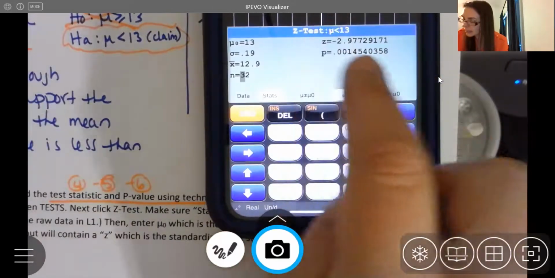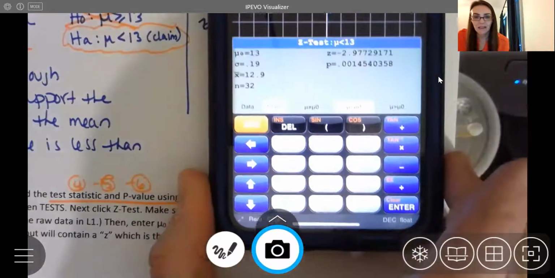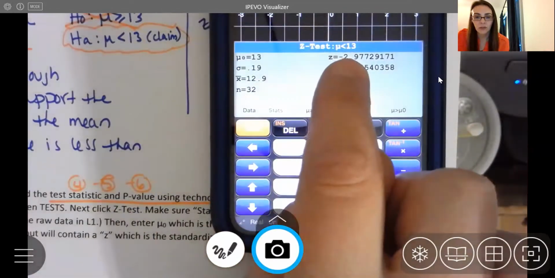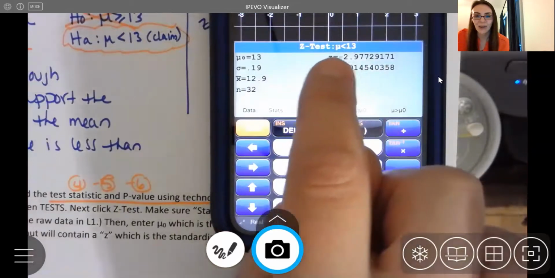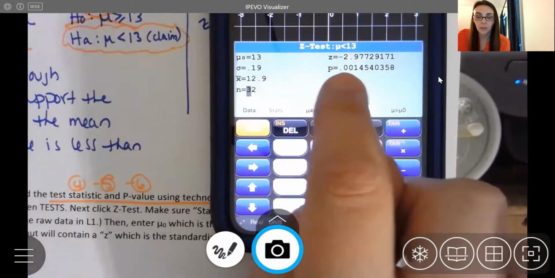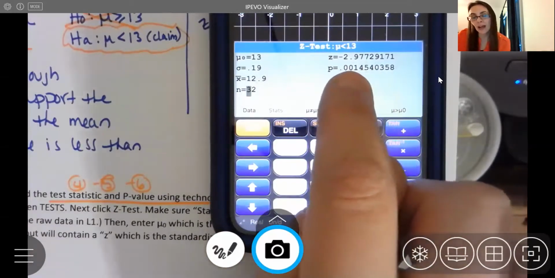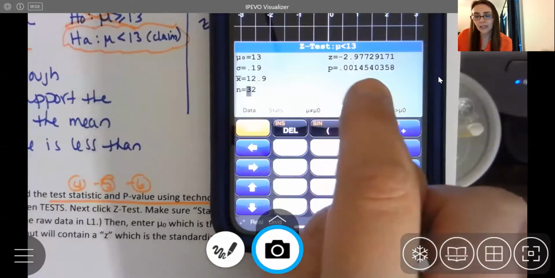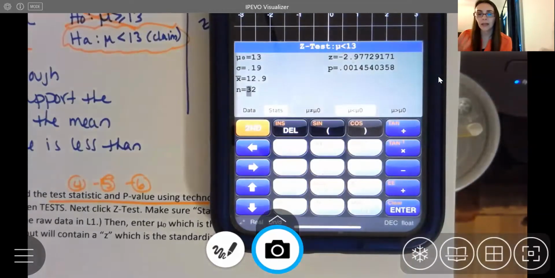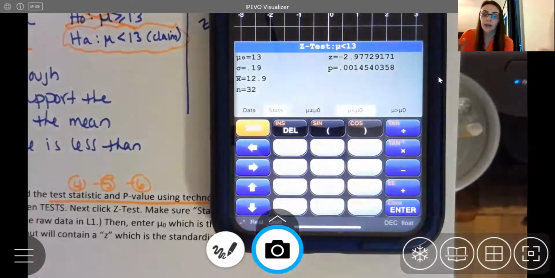And you will see that these go ahead and adjust. Your Z value there is negative 2.977, so negative 2.98, which is what we had in part 4. And then your p-value here is 0.00145. So when you round, you get 0.0015 instead of 0.0014. But again, technology is actually the most accurate way to do it.